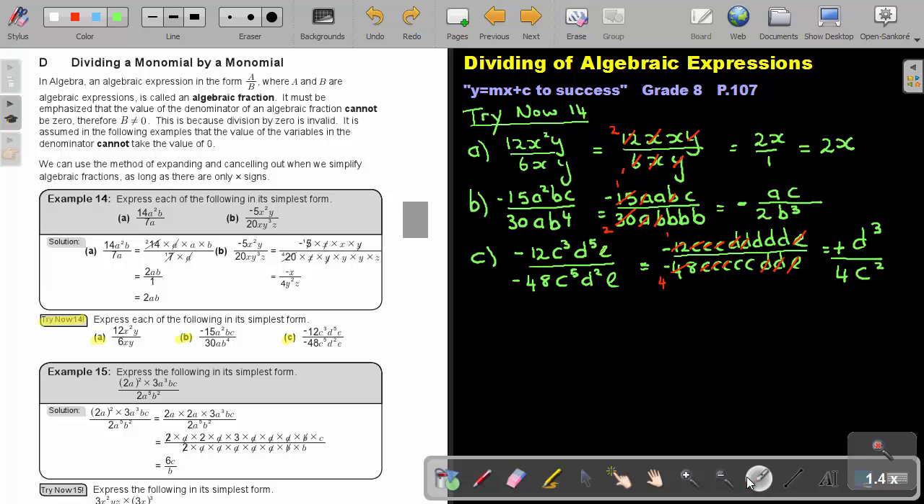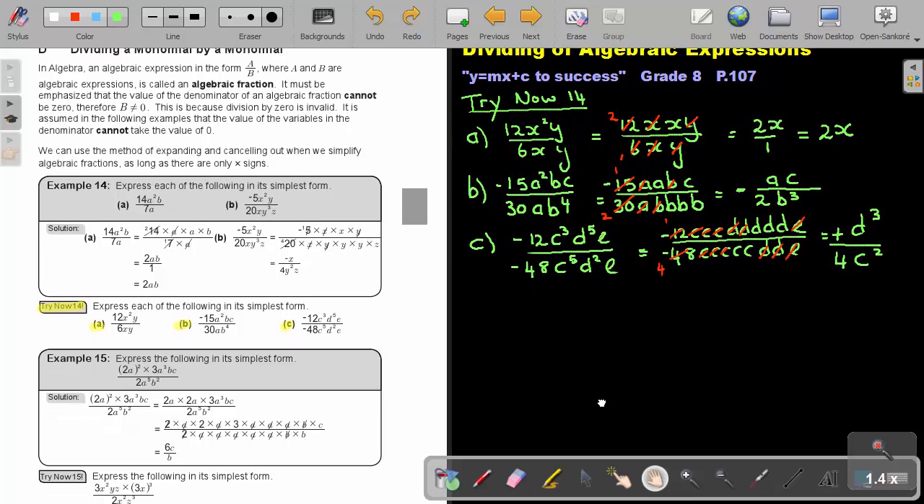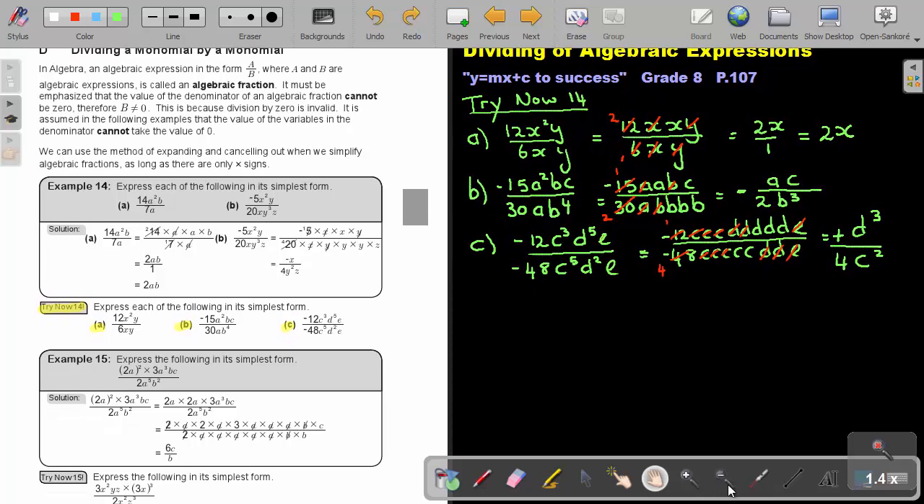Okay, let's look at example 15, which is going to move up a little bit. Express the following in simplest form. There's a bit of multiplication first, but again, I can expand it. So I just expand everything, and then I start cancelling out. One of the 2's cancel, A cancels, and I just basically work with what cancels out, and then I'll come to the final. Let's try now 15.